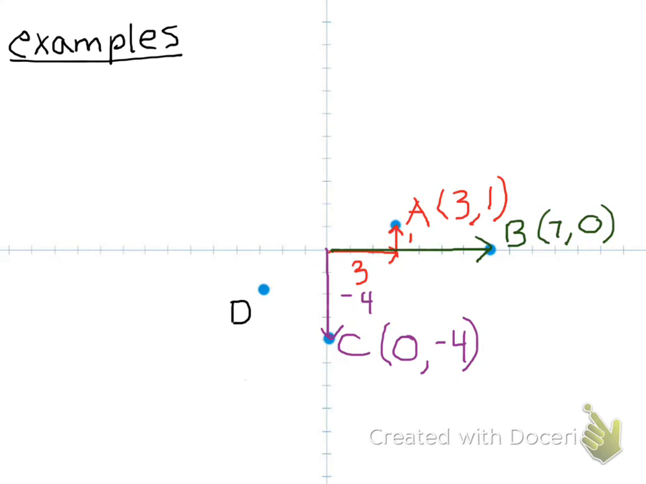Looking at point D, I'm going to start at the origin. I'm going to move left first. I'm going to move 3 units to the left, which means it's -3. And that gets me directly above the point. And from there, I'm going to move down 2 units to get to point D. And because I moved down, it's going to be -2. So my point for D is going to be -3, -2. Because I went 3 units to the left, then I went down 2 units to get to point D.